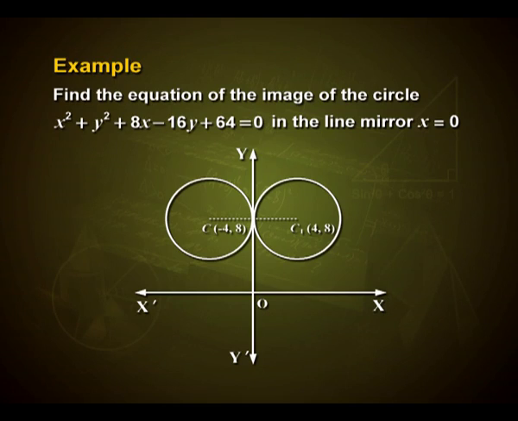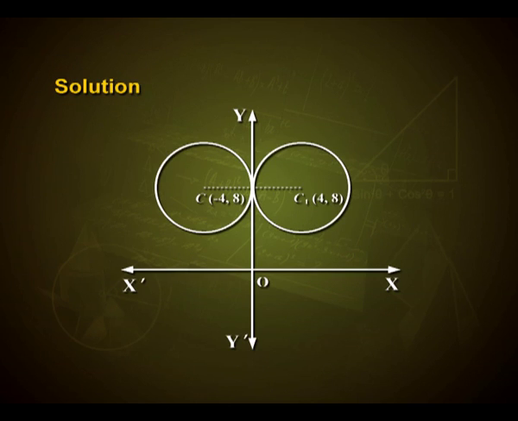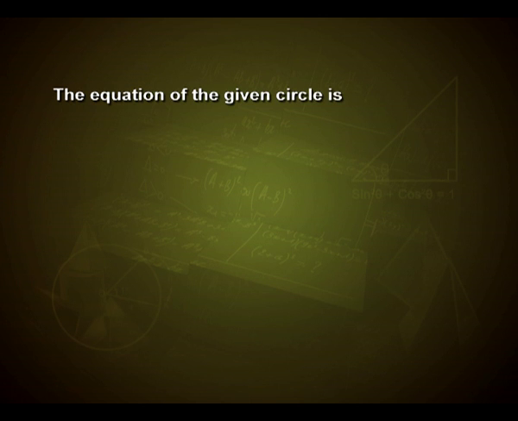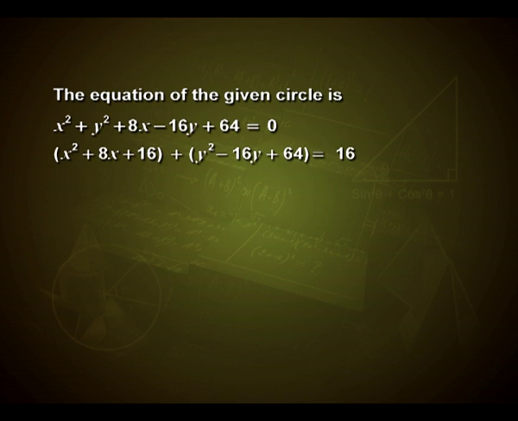Let us look into another example here. Find the equation of the image of the circle x square plus y square plus 8x minus 16y plus 64 is equal to 0 in the line mirror x is equal to 0. We can see in the figure here, we have two circles which are touching the y-axis. In the solution, the equation of the given circle is x square plus y square plus 8x minus 16y plus 64 is equal to 0, which can be expressed as x square plus 8x plus 16 plus y square minus 16y plus 64 is equal to 16. Did you notice what we did here?